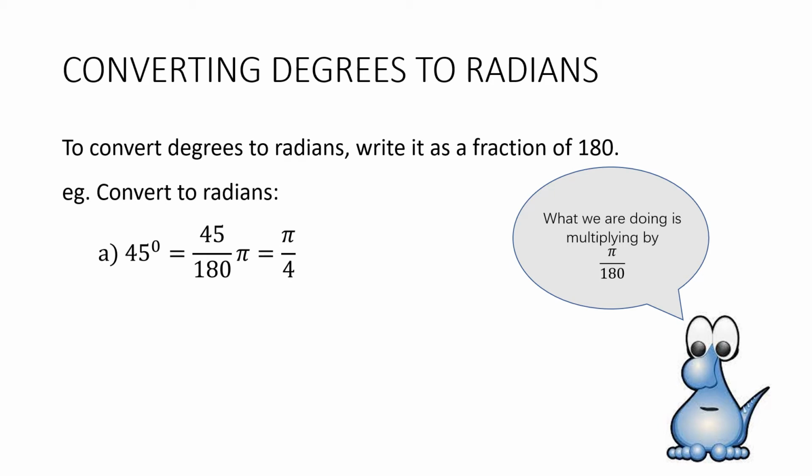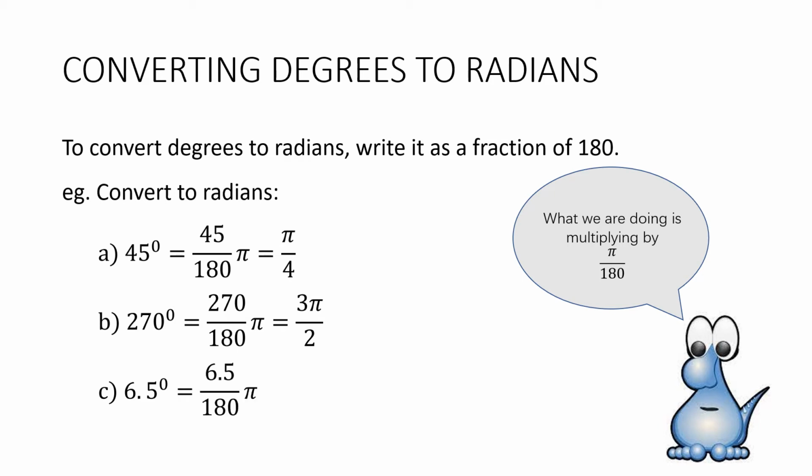You will start to recognize these. How about 270? 270 over 180 pi. Use your calculator. This is 3 over 2, so 3 pi on 2. And even something like this, 6.5 degrees, is relatively simple to do. 6.5 over 180 pi. Use your calculator. This reduces down to 13 pi on 360, or you can just give it as a decimal. And you can see how I have included the radian symbol here, but not here. Anything with pi is assumed to be radians.